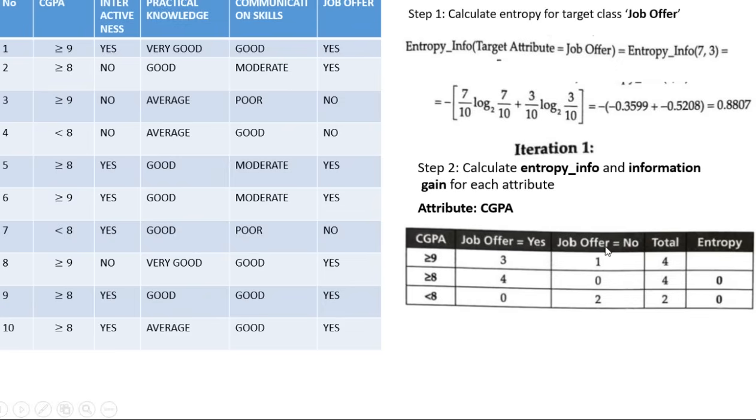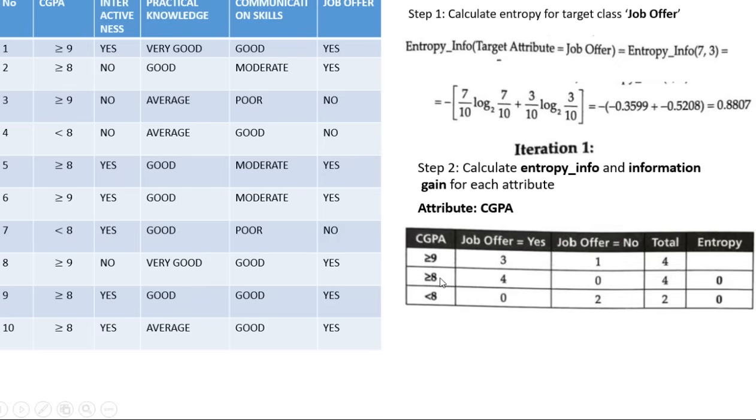Next, write the target class. The target class is job offer. Job offer equal to yes as one column, job offer equal to no as the other. Now, when CGPA is greater than or equal to 9, how many times did you get job offer as yes? Here I've got job offer as yes 1, and here I didn't get it. So here 2 and here 3. So 3 job offers as yes. How many times did you get no for greater than or equal to 9? See here 1, and that's it. You just got 1. So when CGPA is greater than or equal to 9, no job offer was only once.